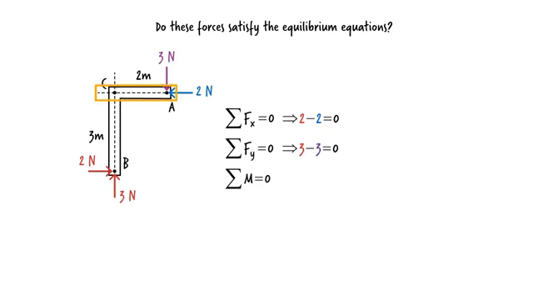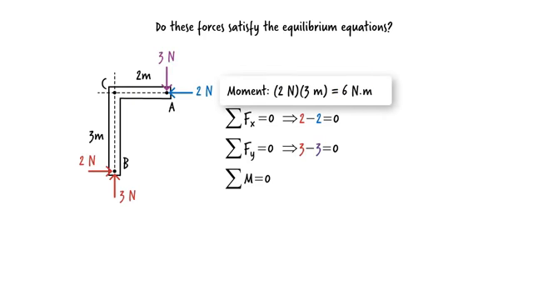Here is the line of action of the 2 Newton force. Draw a line from point B to that line intersecting it at a 90-degree angle. Here it is. The length of this line is 3 meters. Therefore, the moment that the 2 Newton force produces about B is 2 newtons times 3 meters, or 6 Newton meters. This is a counterclockwise moment.